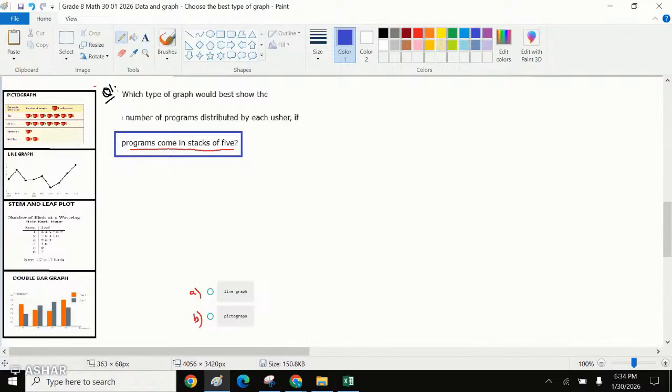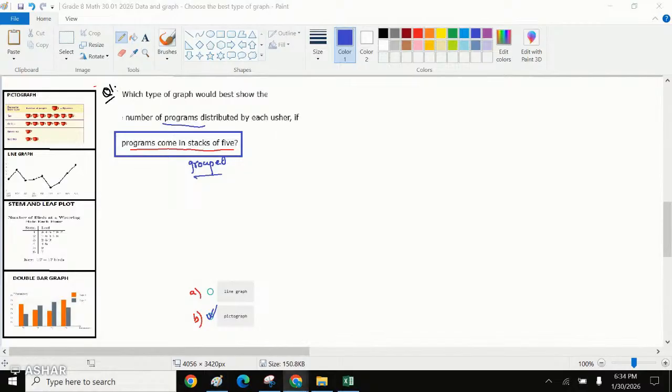Yes, option B is the correct answer. Why? Because they are grouped and there is just one value. Programs are being compared, right? Okay, thank you. Let's move ahead to the next question.